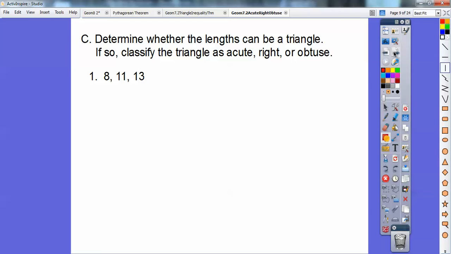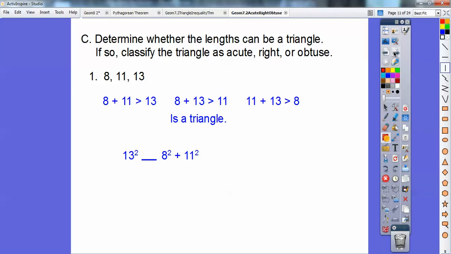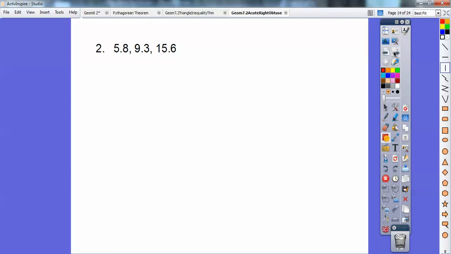Okay, so 8, 11, 13. So we've got to check out, is it a triangle? And yes, those all work, so the triangle inequality theorem says it can make a triangle. So we need to see what's the relationship between 13 squared and 8 squared plus 11 squared. So we get 169 on the left and 64 and 121. And since 169 is greater than 185, it's an obtuse triangle. See, easy, huh?